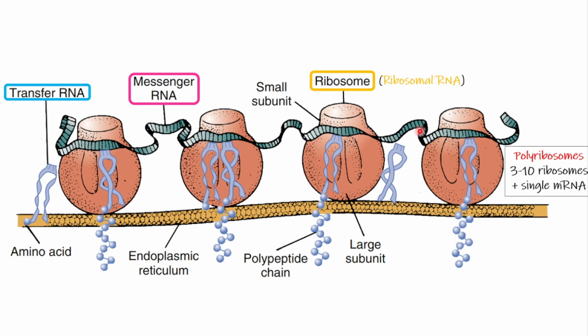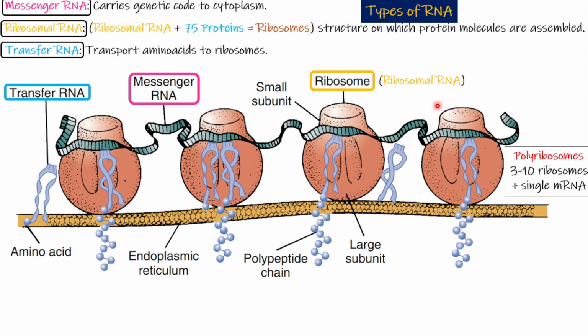Okay, so now let's discuss different types of RNA. So one is the messenger RNA, this one, which carries the message. So it carries genetic code to the cytoplasm. The other one is the ribosomal RNA. The ribosomal RNA provides a structure on which the protein molecules are assembled. So basically, ribosomal RNA, along with 75 different proteins, makes the ribosome. So what is the structure of ribosome? Ribosomes consist of ribosomal RNA and 75 different proteins.